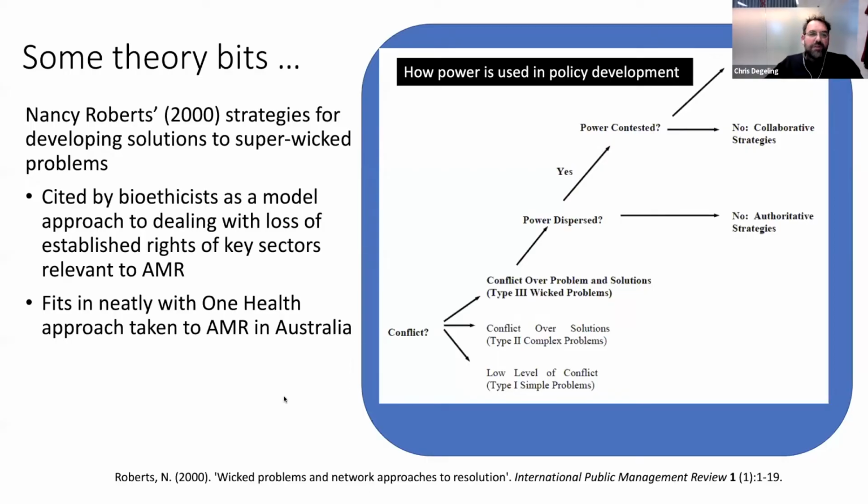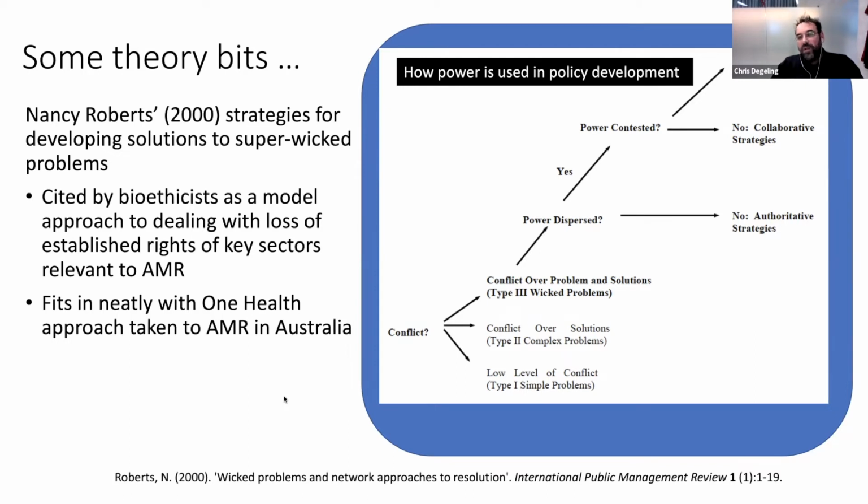So there are a couple of theories I want to draw on here, which pertain to One Health and also to the implementation of One Health. Nancy Roberts, who is a decision scientist, put forward this idea of how power is used in policy development around super wicked problems. And if you look at the diagram here, you can see that there are various ways in which the way the power is distributed against the stakeholders within any one context, and in the context we're talking about One Health, determines the types of strategies that can be used to develop policy which can be taken forward.